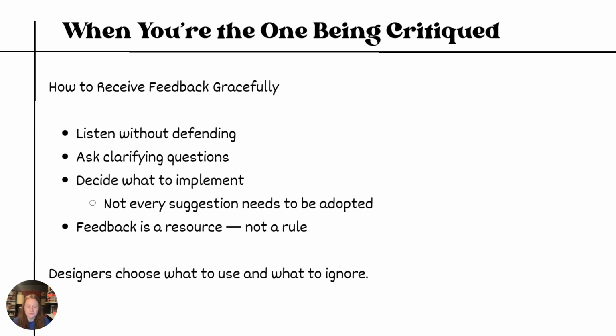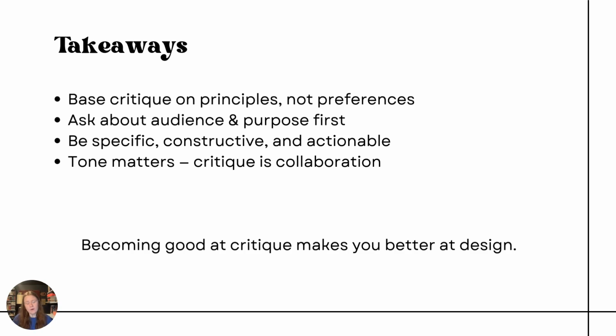But you have ultimate editorial control, right? You get to decide what is appropriate or not. Maybe you know your audience better than the person critiquing you, and some of the suggestions might not be appropriate. Perfectly fine, but you need to be able to justify why you did take this suggestion and why you didn't take that suggestion. So overall takeaways: your critique should be based on principles and not on preferences. It's about your audience and the purpose, and both parties, the critiquer and the critiquee, need to be clear about that.